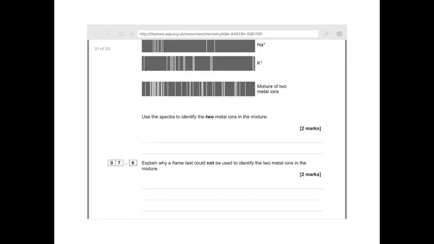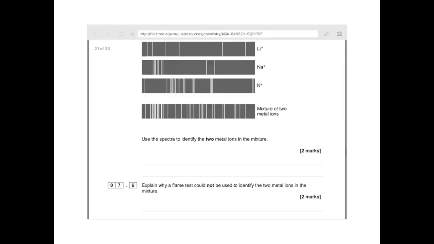Explain why flame tests could not be used to identify the 2 metal ions in the mixture. So let's think about the colours that those flames would go for sodium and calcium. Remember, calcium would go a brick red colour, sodium would go a yellowy orange colour. These colours are very, very similar. So first of all, state the colours, say that they're very similar, that they would mix, and therefore you wouldn't be able to work out the individual colours because you just end up with a kind of blur.